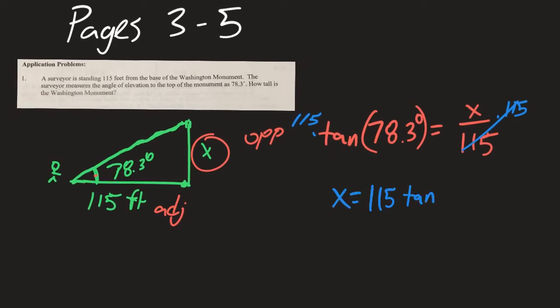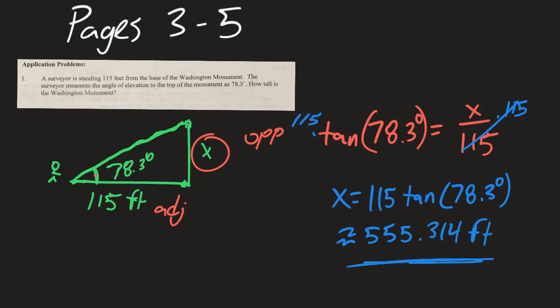Once I've done this, I should get that x equals 115 tangent 78.3 degrees, which is approximately 555.314 feet. And I just rounded off to 3 decimal points. But that would be the approximate height of the Washington Monument according to this problem.